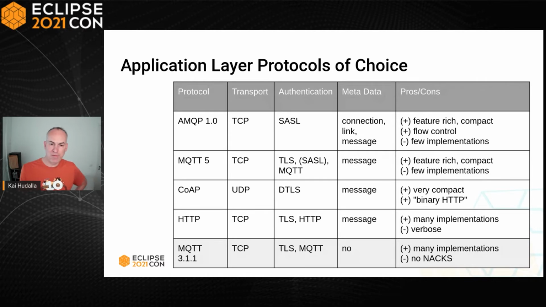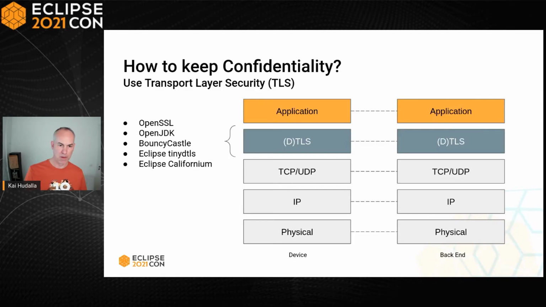HTTP, of course, has the very big advantage of being very ubiquitous, meaning there are many implementations available and most people have already experienced using that protocol. On the other hand, it is very verbose, meaning all the data included in a request is usually text encoded and therefore requires a lot of overhead. But anyway, so this is just an overview.